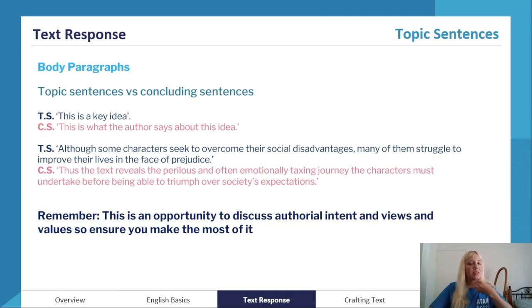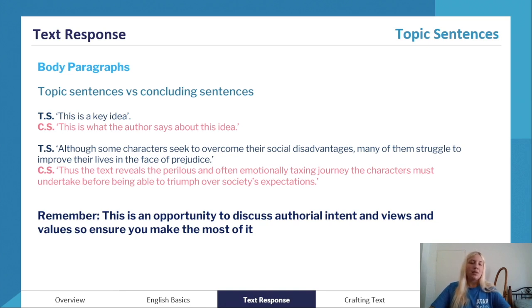With two sub-arguments in there, we'll need to show that characters try to overcome social disadvantages, and we'll need to show that they're struggling to face off against prejudice. The concluding sentence and the author's message in relation to this argument is, thus the text reveals the perilous and often emotionally taxing journey the characters must undertake before being able to triumph over society's expectations. Basically, to show that this is a really difficult feat.